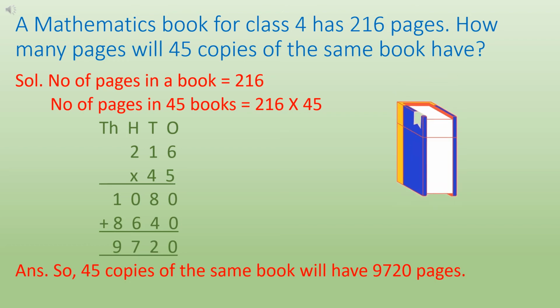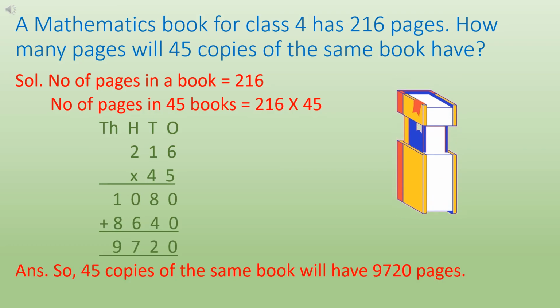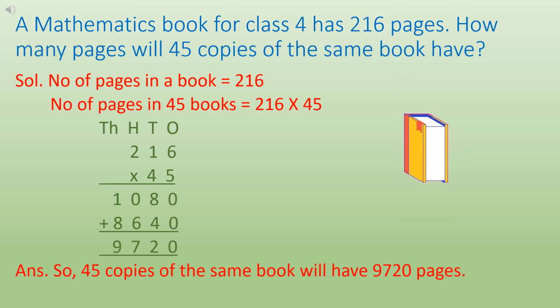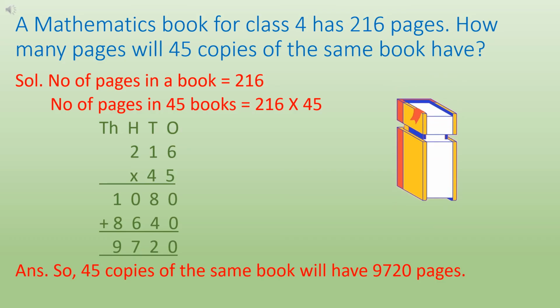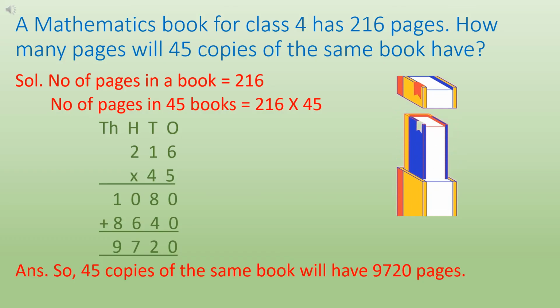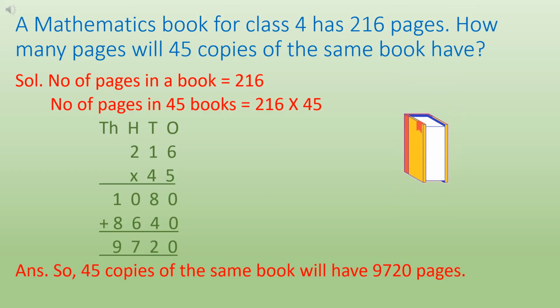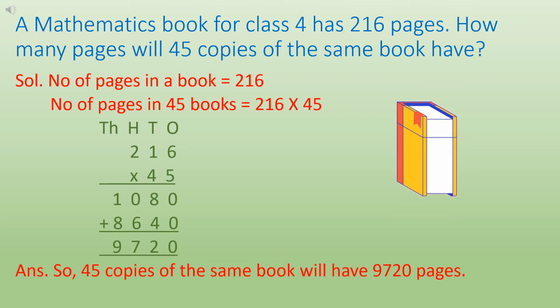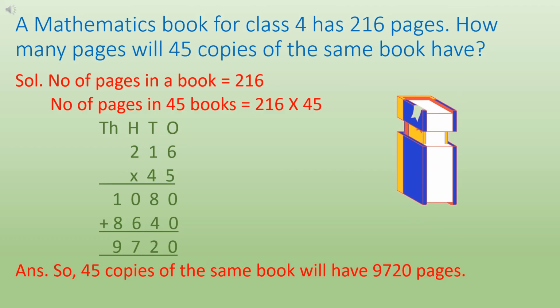And first of all, we will multiply 216 by 5. So 5 sixes are 30 because 6 is present in ones place. 5 sixes are 30, 0 will be written in ones place and 3 will be carried over to the tens place. Now we will multiply 5 by 1 which is present in tens place. 5 ones are 5 and 3 was carried over. So 5 plus 3, 8 will be written in tens place. Next we will multiply 5 by 2 because 2 is present in hundreds place. So 5 twos are 10.